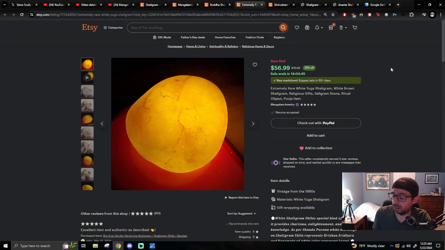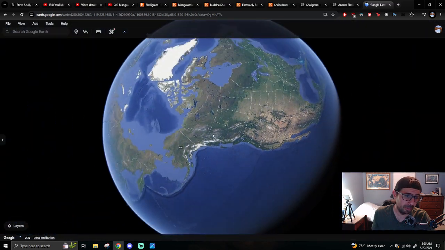$57 for a rock that has an ammonite subtly imprinted in it. Whoa. It's so subtle. But I was gonna look at Pakistan.